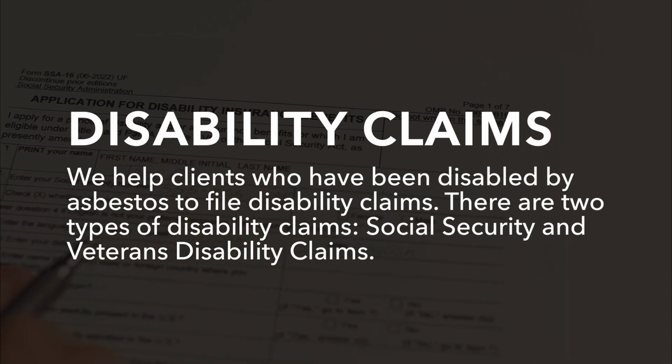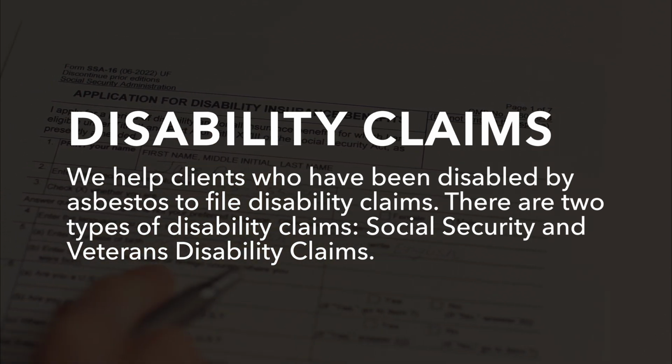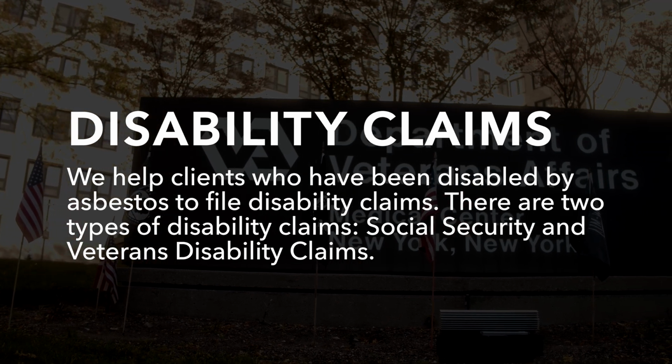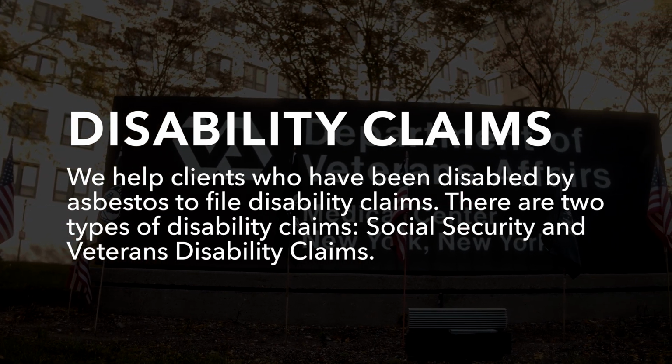There are 2 types of asbestos disability claims: Social Security disability claims and Veterans Administration disability claims. Eligibility for both types of claims are based upon whether a person's asbestos-related illness leaves them medically unable to work. And of course, Veterans Administration claims are only available to veterans.